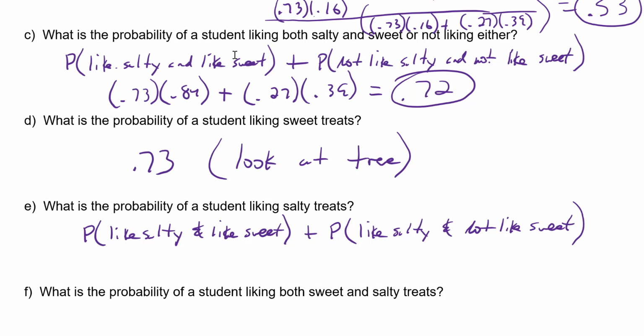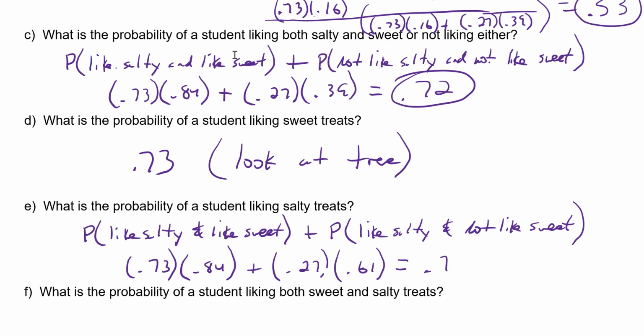Okay? So again, you're going to pull that off of there, and you're going to get 0.73 times 0.84, like salty and sweet, or which is 0.27, which is don't like sweets, but still like salty, 0.61. Okay, and that gives us 0.78.